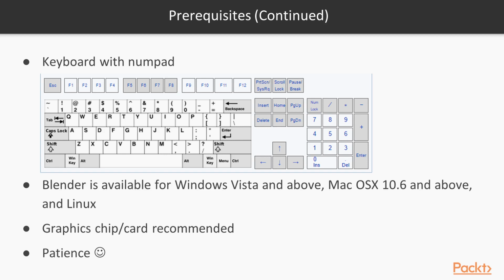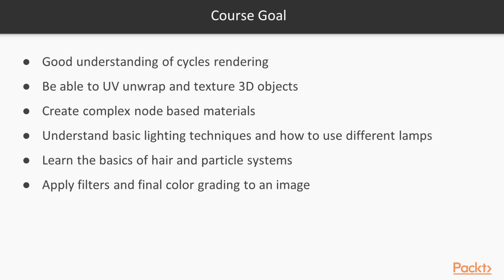Some sections of this course can become tedious and challenging. However, once you have overcome these, the new skills that you acquire will make you a much more efficient and effective artist. By the end of this course, you will have a good general understanding of the Cycles Render Engine and how it works. You'll be able to unwrap a 3D object and apply a texture, be able to use complex node materials, understand the basics of lighting techniques to make a scene look good, learn the basics of hair and particle systems to create complex scenes, as well as applying filters and final color grading to an image.